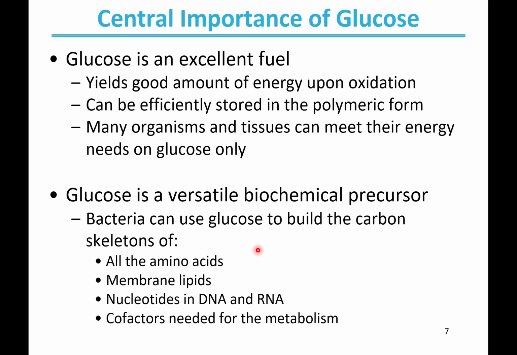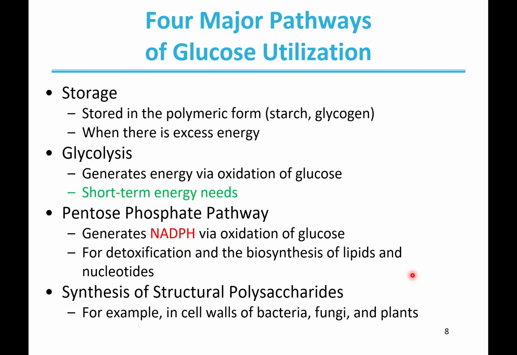Glucose is also a versatile biochemical precursor. Some bacteria can use glucose to build carbon skeletons of basically everything they need: all the amino acids, membrane lipids, nucleotides, and cofactors needed for metabolism. So it's a very useful molecule. There are four major pathways of glucose utilization: storage, glycolysis, the pentose phosphate pathway, and the synthesis of structural polysaccharides.